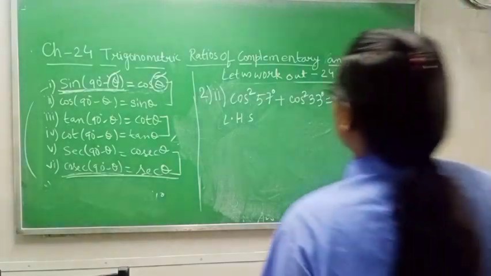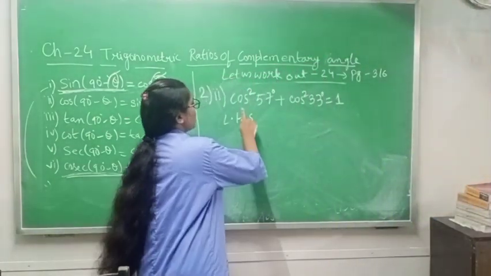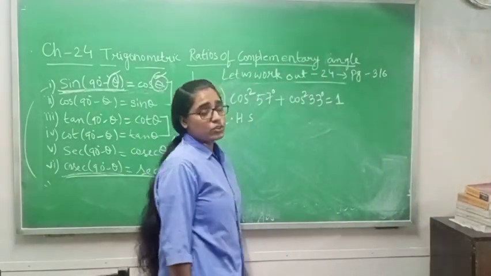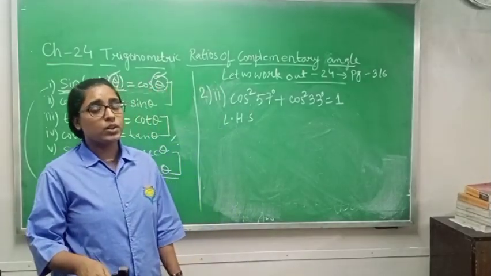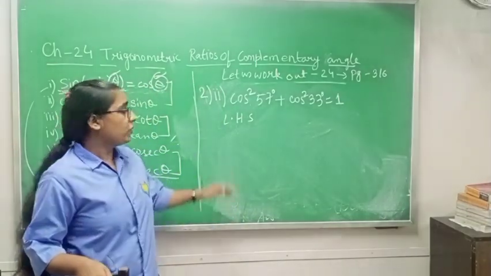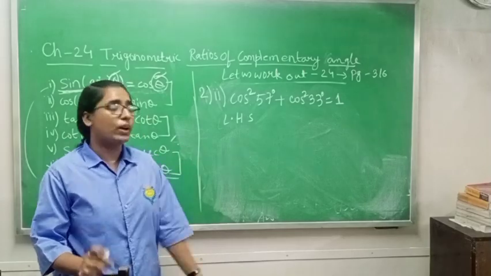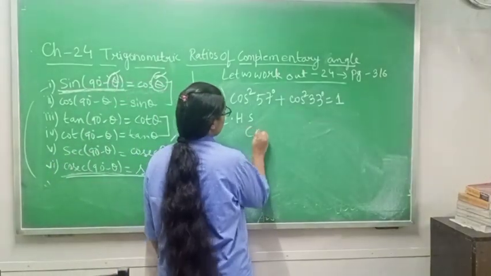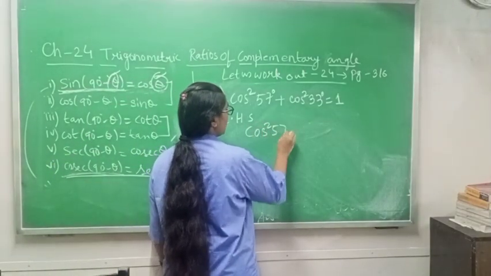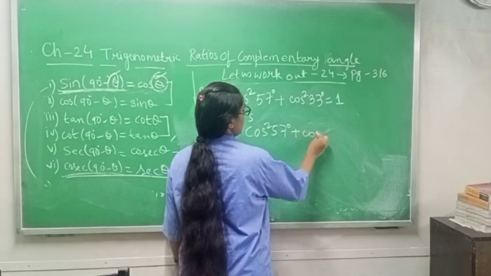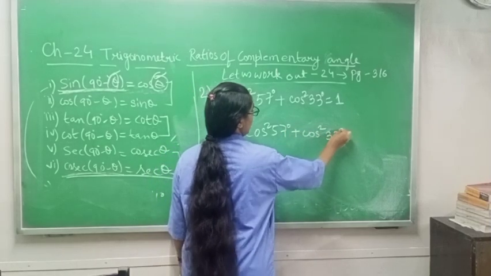Now class 10, see question number 2. Cos square 57 degree plus cos square 33 degree equals 1. So first of all, you have to show this one. You have to take LHS. LHS is this: cos square 57 degree plus cos square 33 degree.